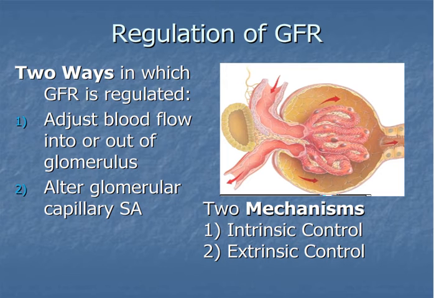Now, in the last slide, we talked about the ability of the kidney to maintain glomerular filtration rate at a relatively stable level, even though the blood pressure in the body might be fluctuating wildly. And this is because the kidney has two mechanisms for maintaining GFR. The first of these is intrinsic, that is, within the kidney, and the other is extrinsic, that is, involves factors outside of the kidney.